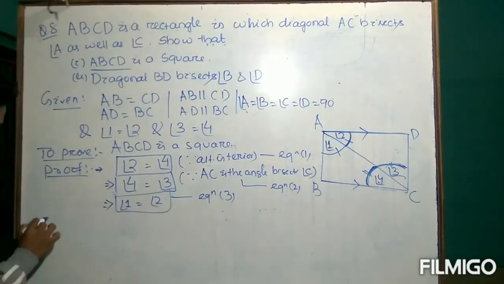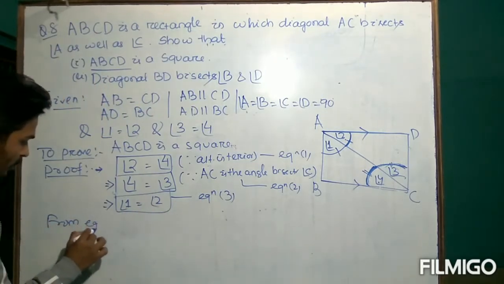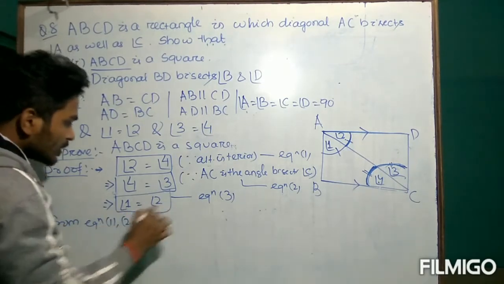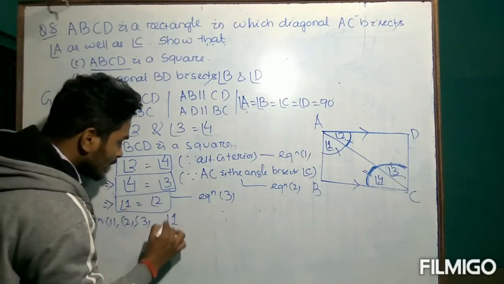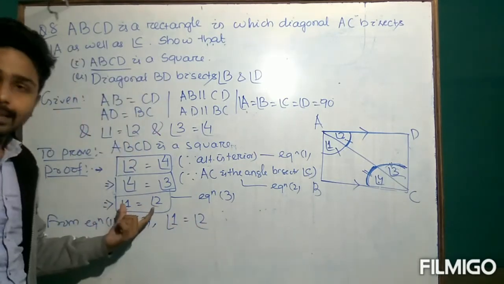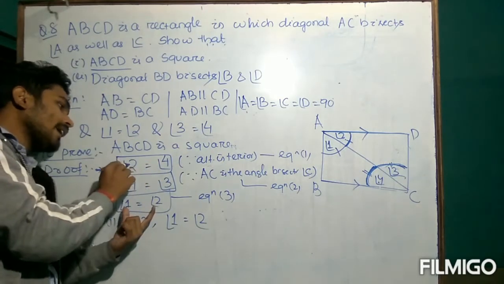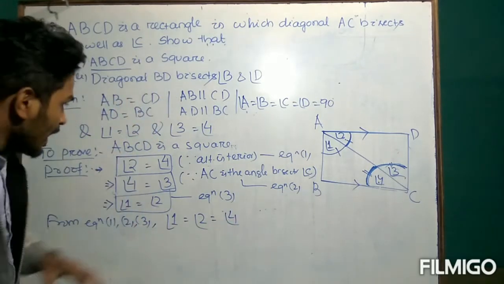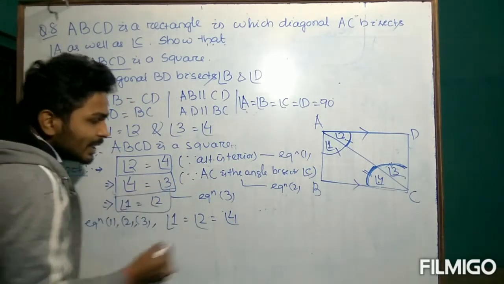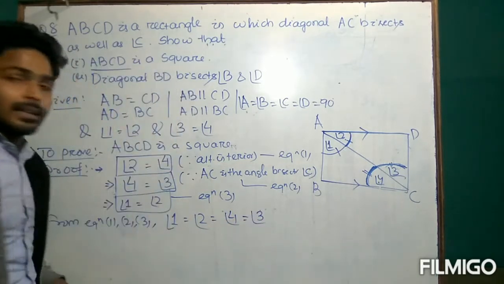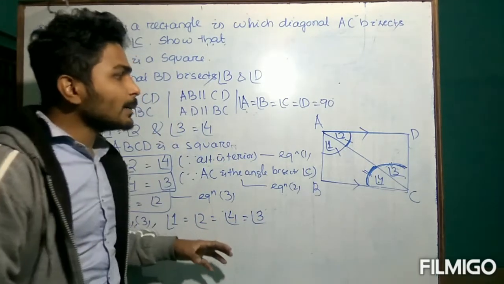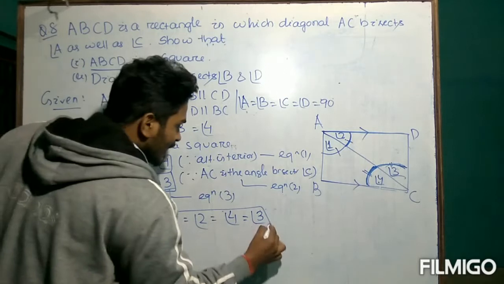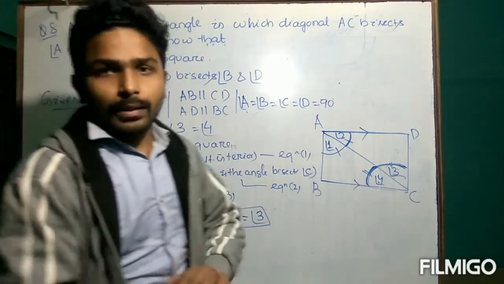Now let us analyze all three equations. What can we conclude from equations 1, 2 and 3? From equation 3 we got that angle 1 is equal to angle 2. Yes? Now from equation 1 we know angle 2 is equal to angle 4. Similarly, in equation 2 we know angle 4 is equal to angle 3. So what have we concluded? We have concluded that all the 4 angles that are formed are equal. Understood?